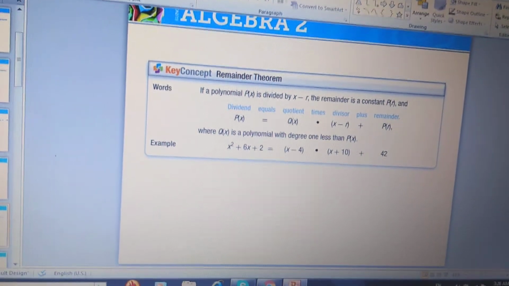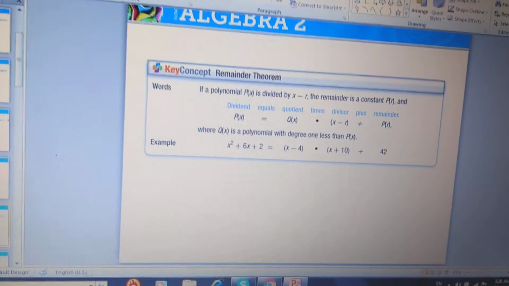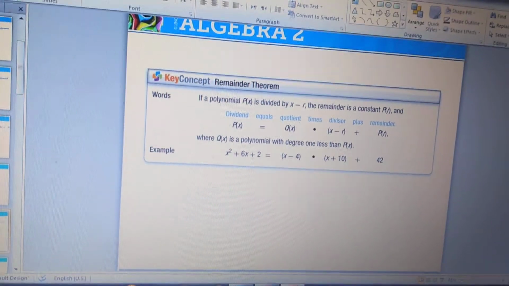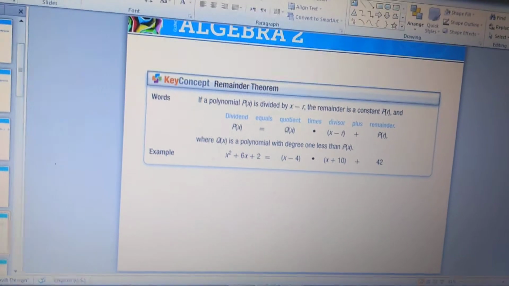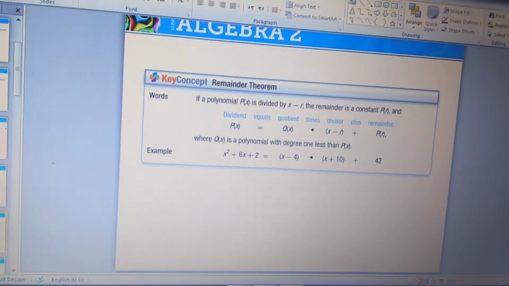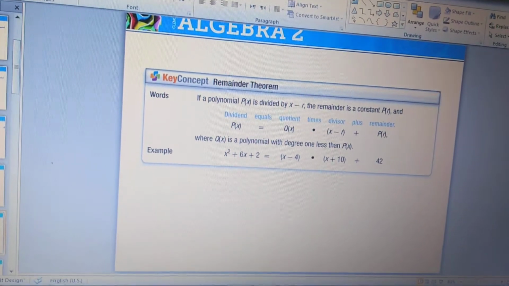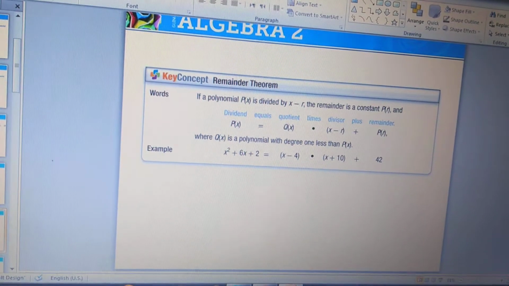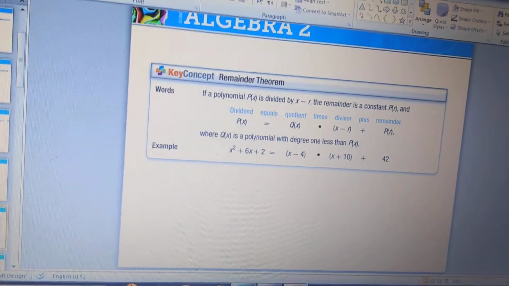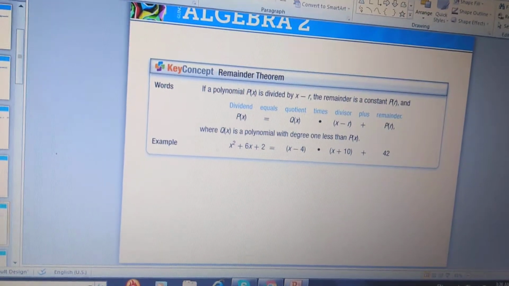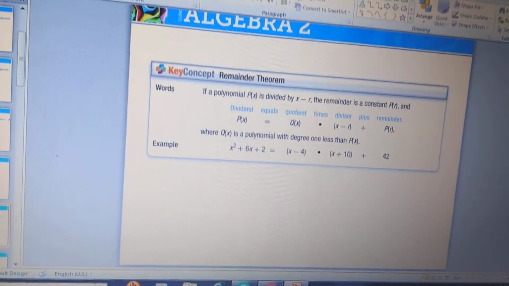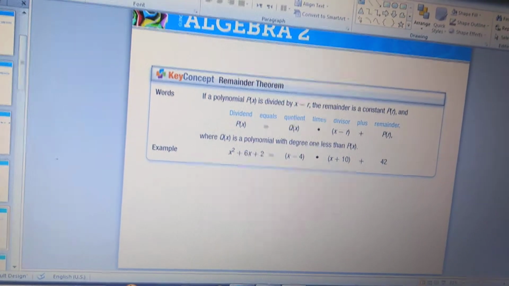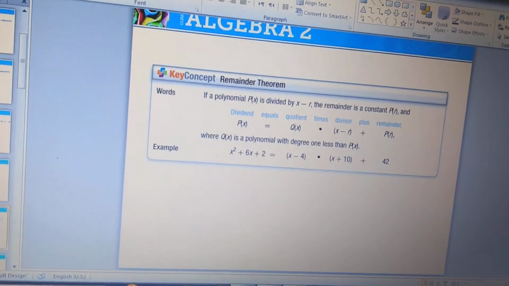Of course, the meaning of this rule is very simple, but I want you to focus on it. If a polynomial, any polynomial, p(x), f(x), g(x), h(x), you know that to name a polynomial we use p(x), f(x), h(x), is divided by a binomial, this binomial will be x minus r. Of course, r is any constant, any number.